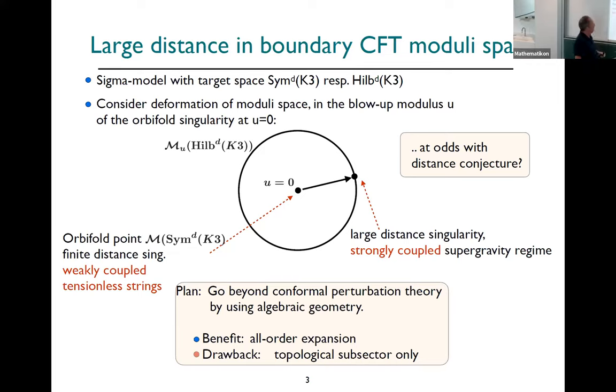Orbifold singularities are in every product, and then there's a blow-up model. There's a blow-up, there's a P1, and you can go up to it. You can add this as a perturbation, and that's a parameter. The order of the orbifold is D, where D is essentially going to infinity.